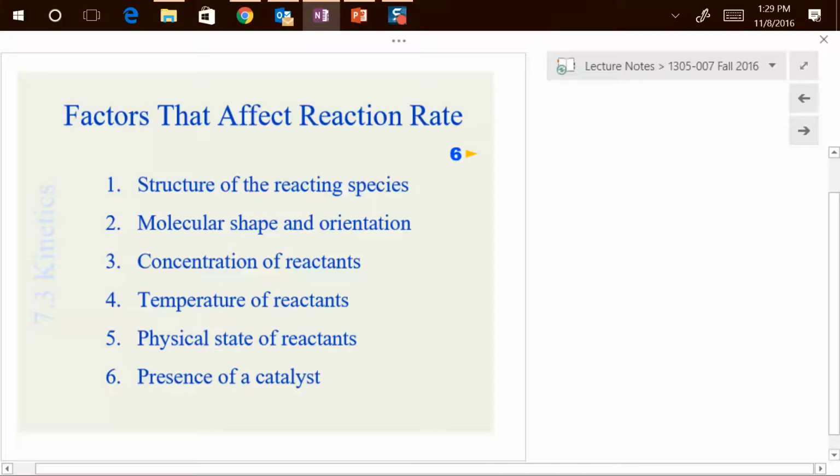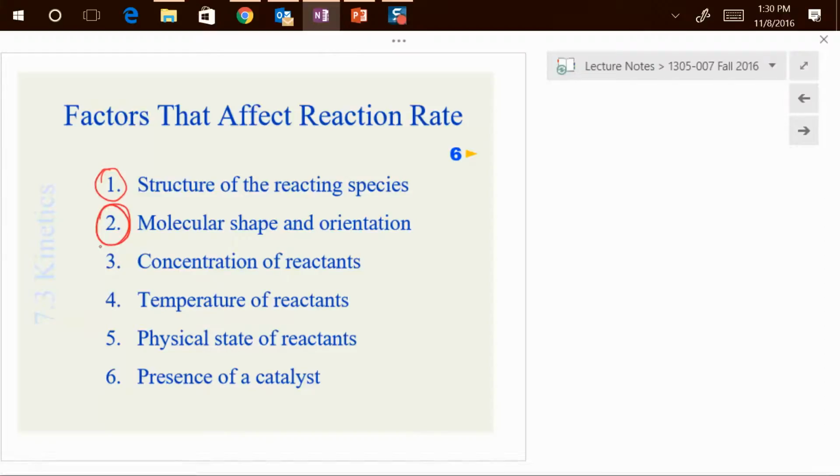Okay, so what affects the rate of a reaction? Well, things like the structure of the reacting species. Are they really big? Are they really small? Is there an opening where I need to collide? Okay, so all these things are going to take place based on the structure of these reactions. The shape and orientation. Okay, if I collide in one place, the reaction won't happen. If I collide in another, it will. So I have to be oriented correctly for this reaction to take place.